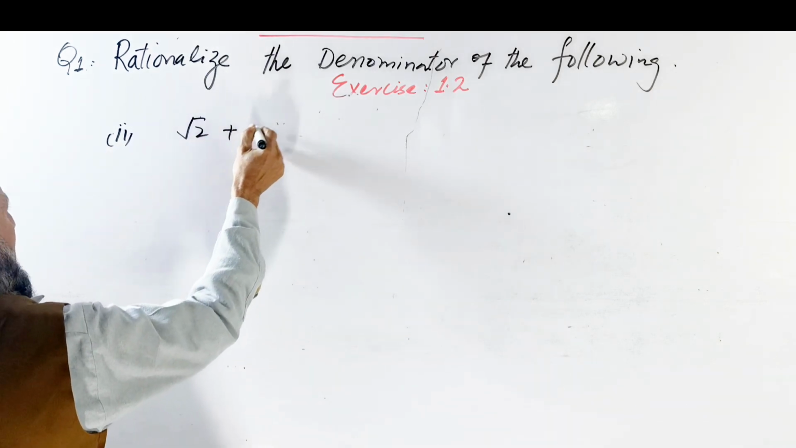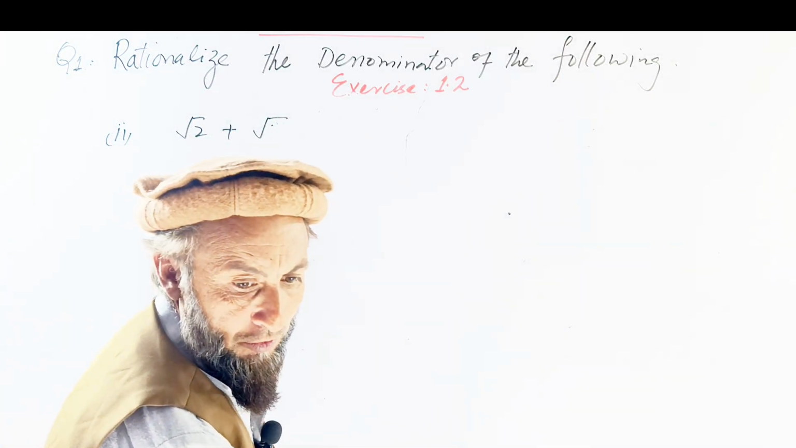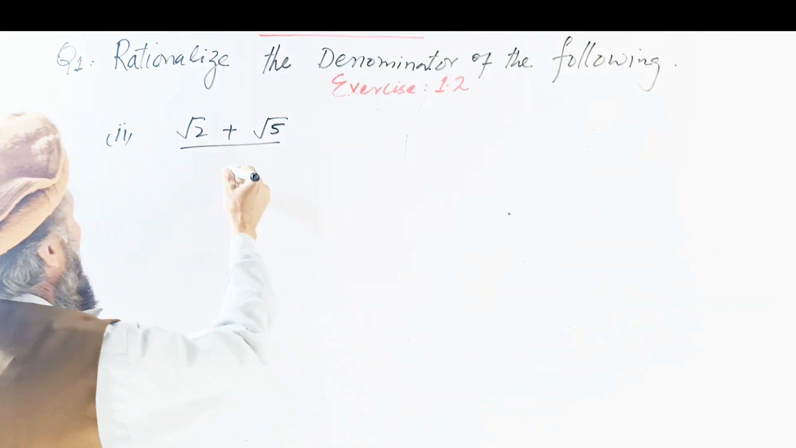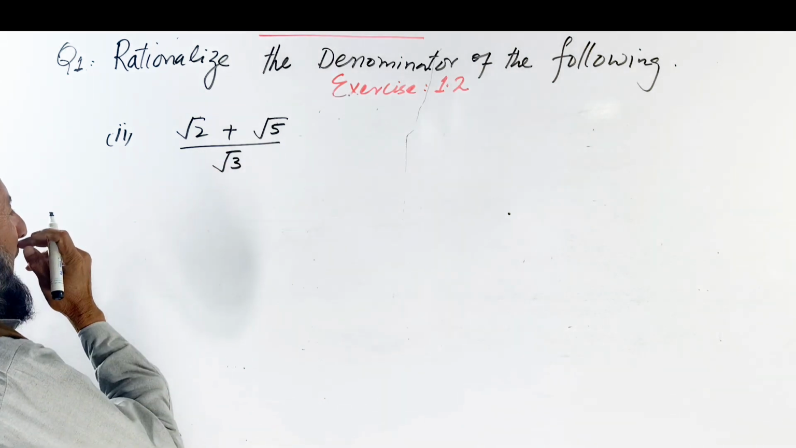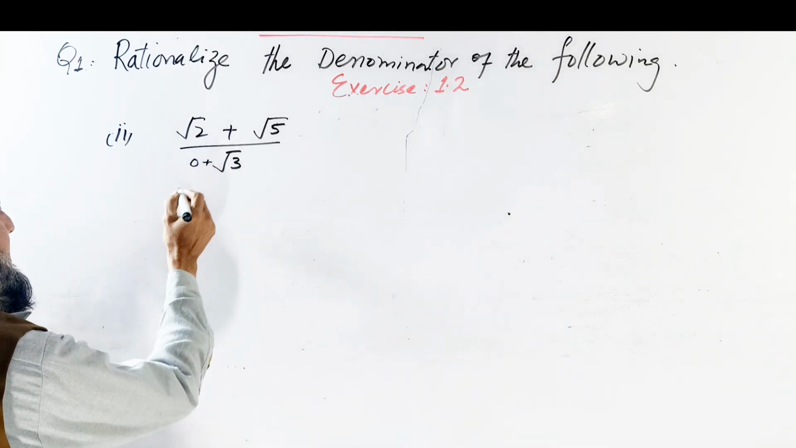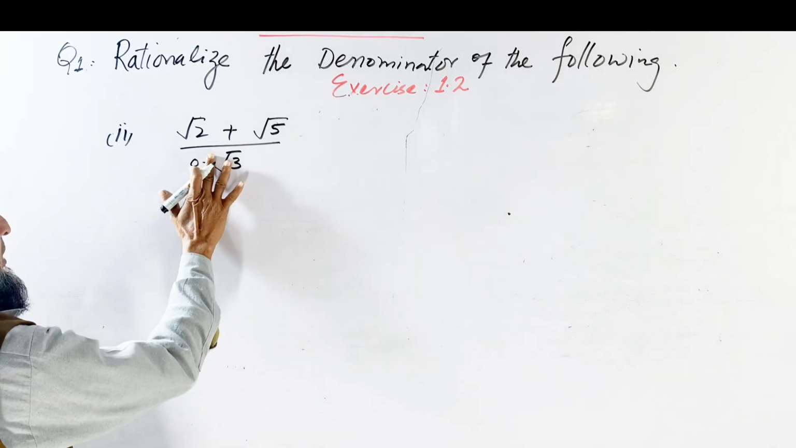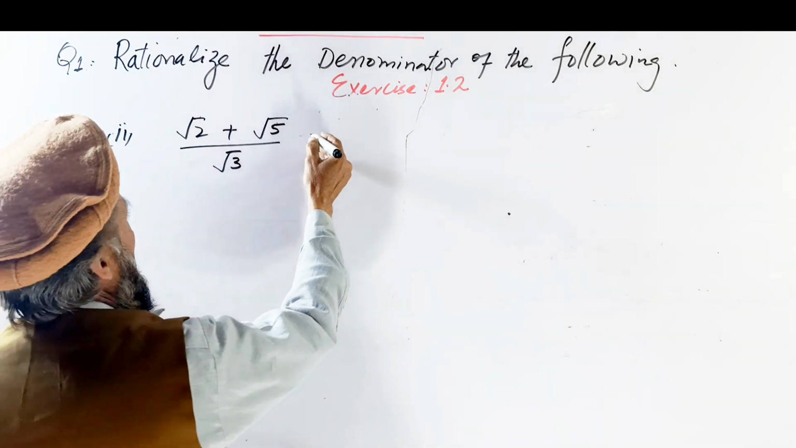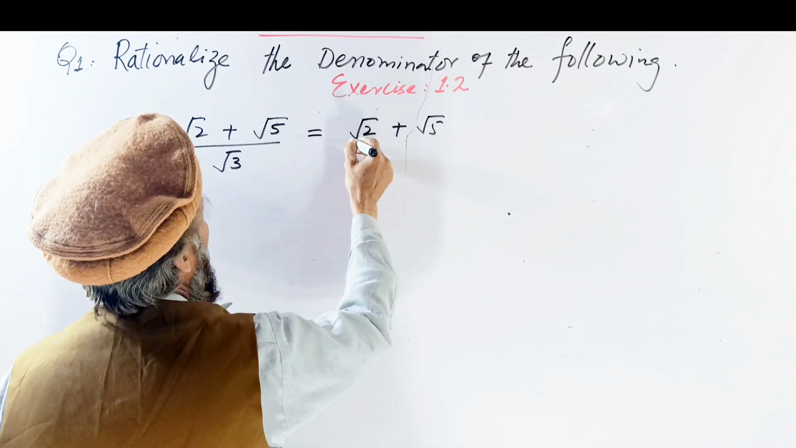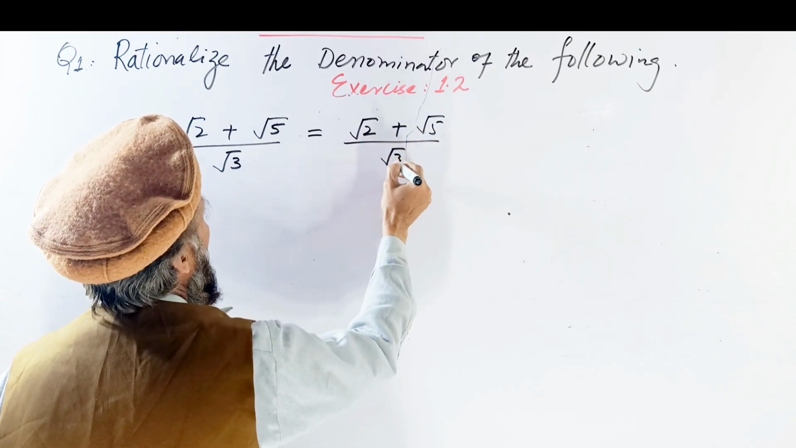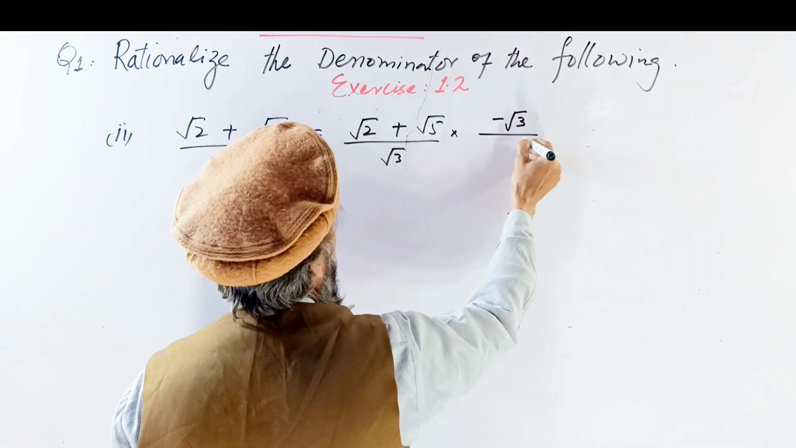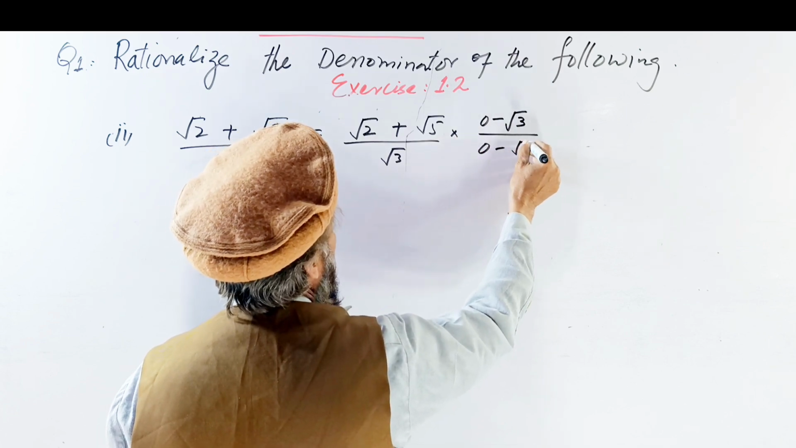Square root of 2 plus square root of 5, divided by square root of 3. How can we rationalize this function? Look here, we can write 0 plus, so we get the same answer. So we write the question as square root of 2 plus square root of 5, and here the square root of 3 is multiplied by its conjugate. It means we can multiply by this term, 0 minus square root of 3.